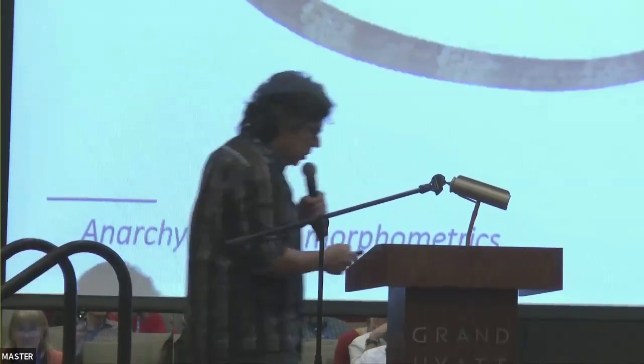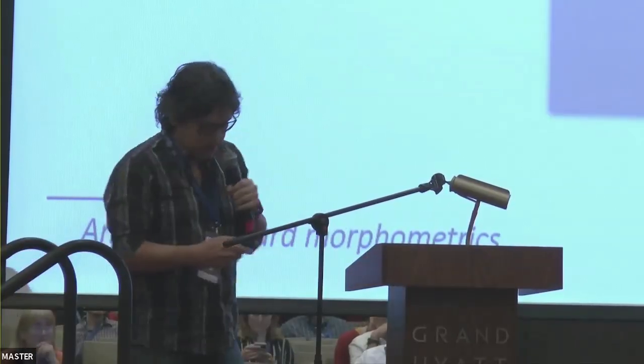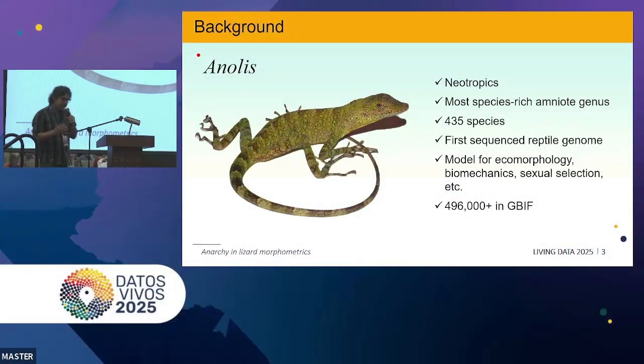And for this, I'm going to talk this time about this group that is called anomalies, but I think that many of you who have been working with other groups will find some similarities to what I'm going to talk about today. And I use this group as a model because it is the genus that has the animal with the largest species diversity.